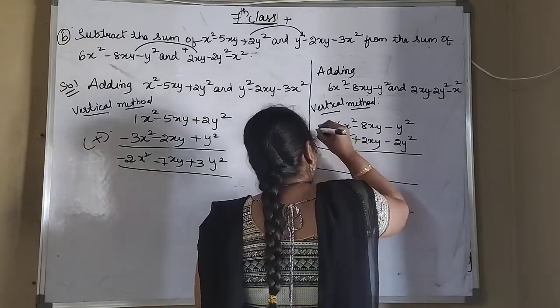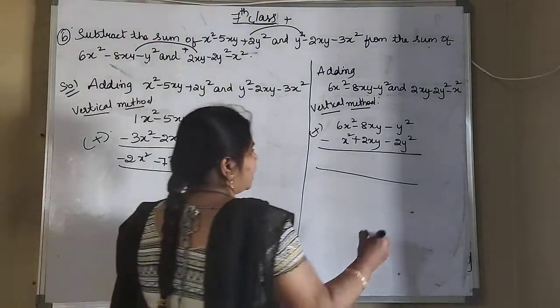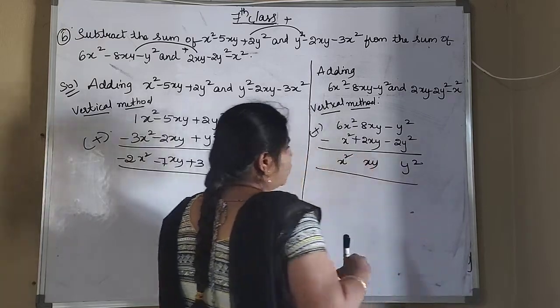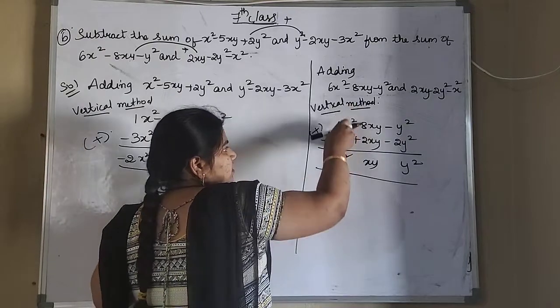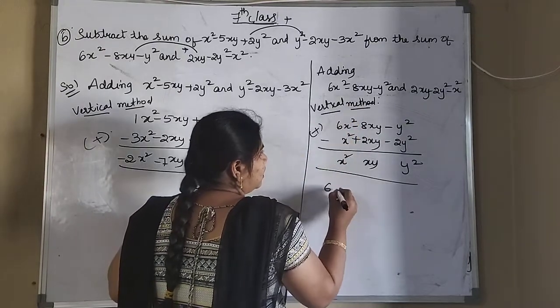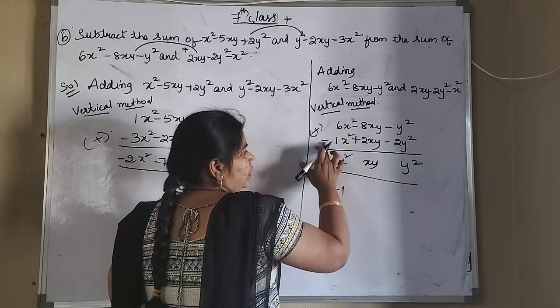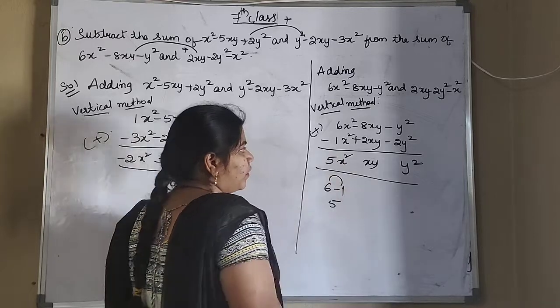So we are doing addition here. First you write the alphabets as they are. Now add and subtract the numbers. First the x square terms: we take 6 minus 1, because the coefficient of x square is 1, so it will be minus 1. 6 minus 1 will be 5. So here it will be 5.